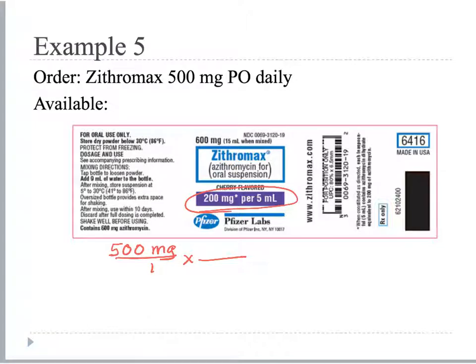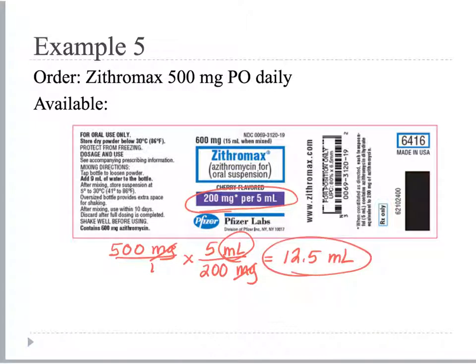Using our strength, I'm going to put the 200 milligrams down below, because then our milligrams will cancel, and put the 5 mLs up top. So I use that dosage strength. Our milliliters are going to be what's left. I'm going to multiply numerators, divide by denominator, and I end up with 12.5 milliliters. So 12.5 milliliters of the Zithromax is what they need to get orally daily.